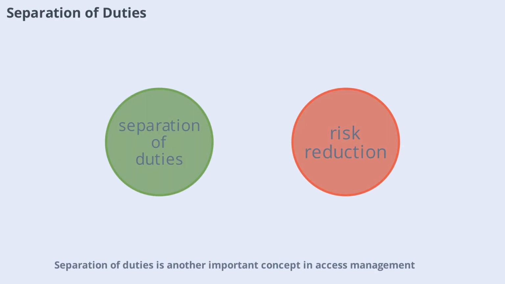Separation of duties is another important concept in access management. By dividing responsibilities among different users or roles, organizations can prevent conflicts of interest and reduce the risk of fraud or error. For example, the person who approves a transaction should not be the same person who initiates it. This principle is built into IBM's access management approach.